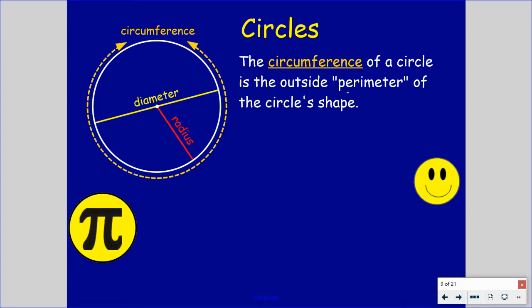Now, notice that I put the word perimeter here in quotes. I do that for a reason. See, perimeter is the length of the measure all the way outside a polygon, something with flat edges and angles. The circumference has no flat edges. It has no angles. Excuse me, a circle. Therefore, we're going to use the word perimeter in quotes here. So the circumference of a circle is the outside perimeter of the circle's shape.